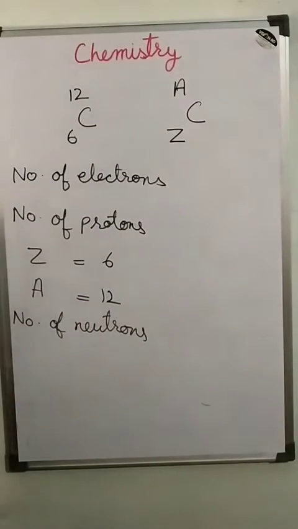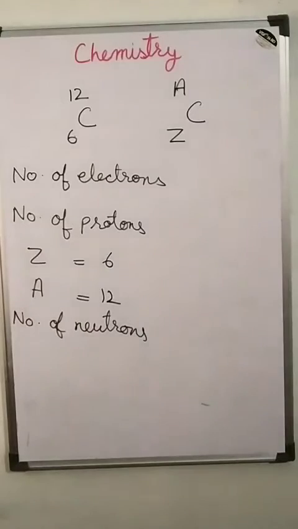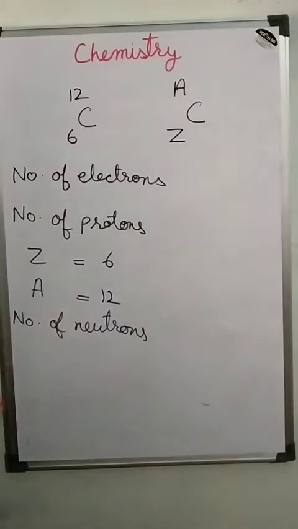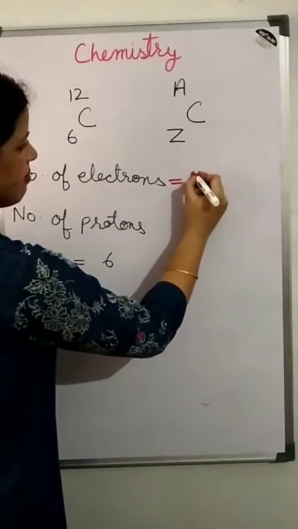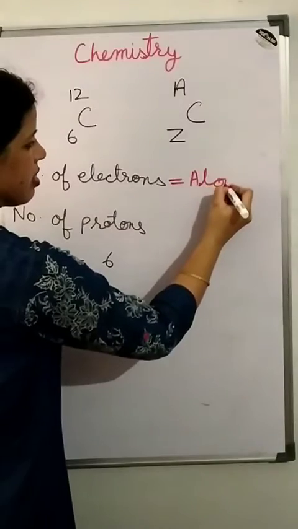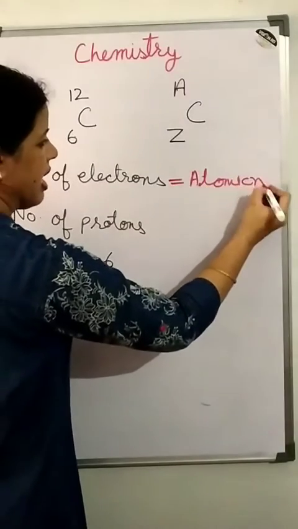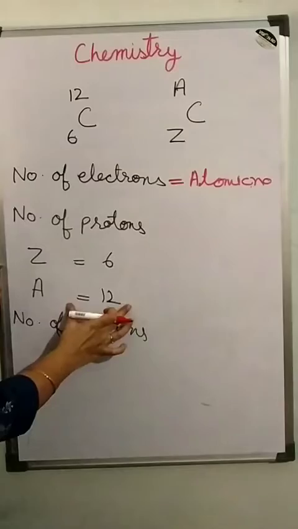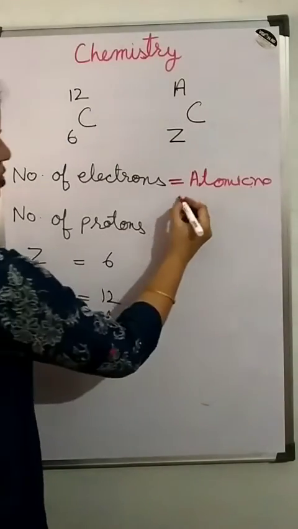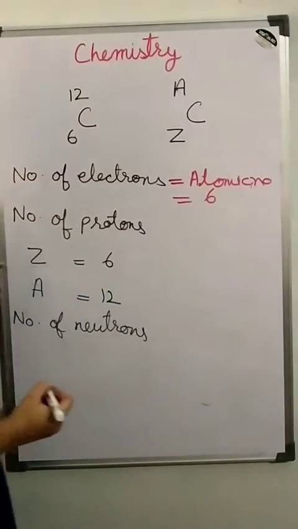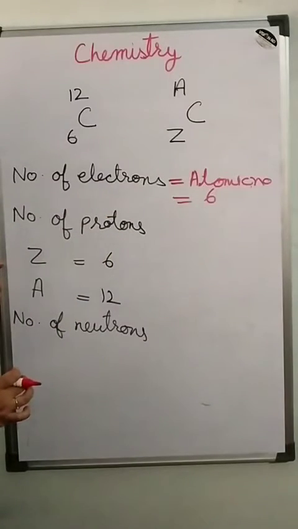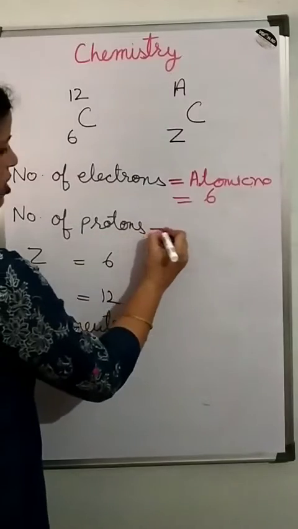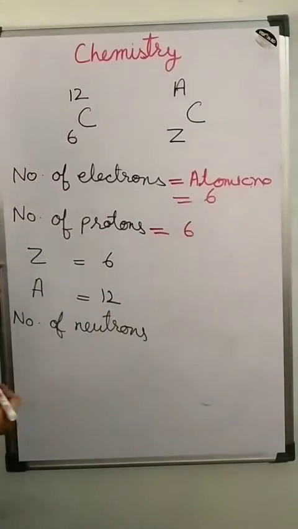From here we can find the rest. Number of electrons is equivalent to the atomic number, and the atomic number is 6. So the number of electrons is 6. And the number of electrons and protons are the same in an atom. So we can say the number of protons is also 6.